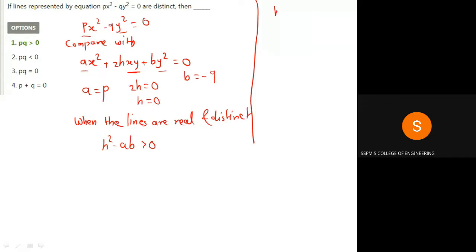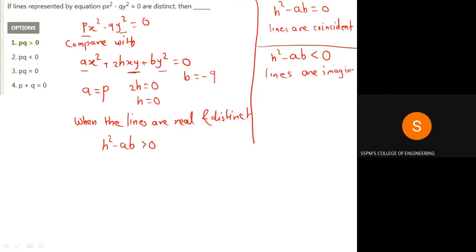When h square minus ab is equal to 0, then the lines are coincident. Coincident means both lines are actually the same. They lie on each other. And if h square minus ab is less than 0, then the lines are imaginary. Lines are imaginary, they cannot be drawn on paper or anywhere.